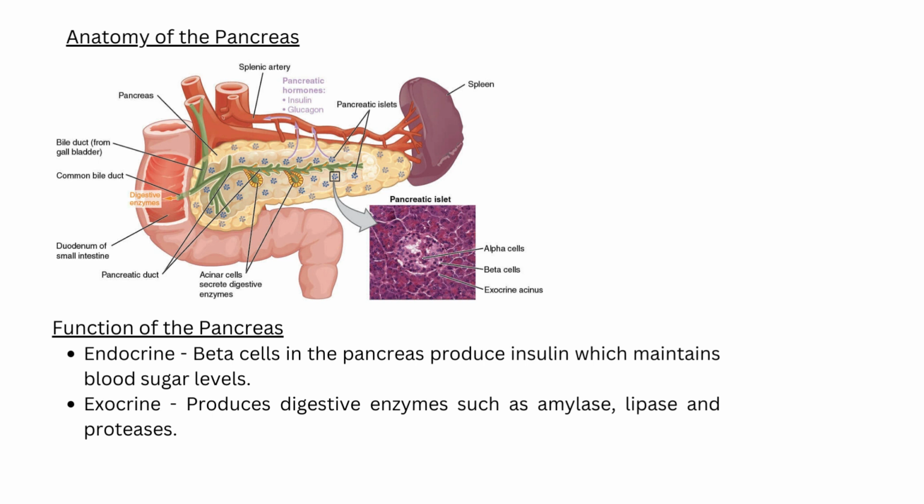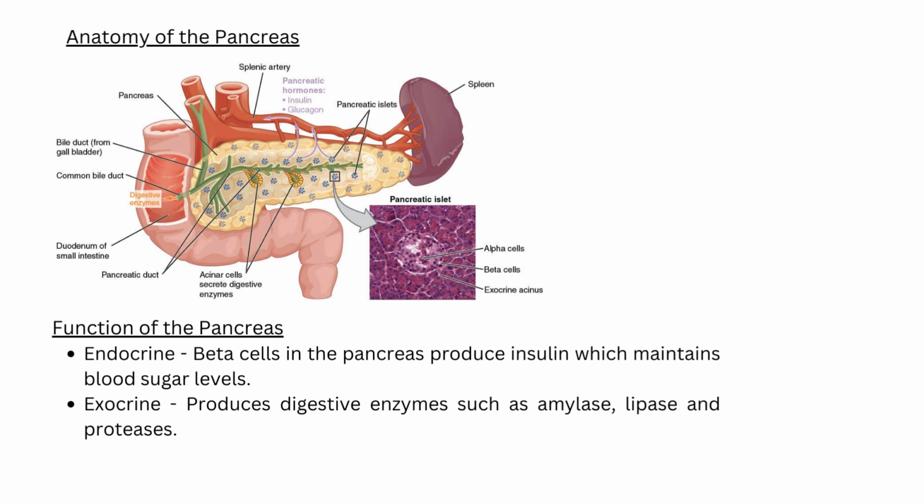So quickly going over the anatomy of the pancreas, the pancreas is split into three parts: the head of the pancreas, which corresponds with the duodenum, the body of the pancreas, and then the tail of the pancreas, which attaches to the spleen. The image above can show you the anatomy, the vessels such as the splenic artery, and all of the anatomy of the pancreas. The pancreatic islet is made up of three cells, which are the alpha, beta, and the exocrine acinus. The pancreas has two functions.